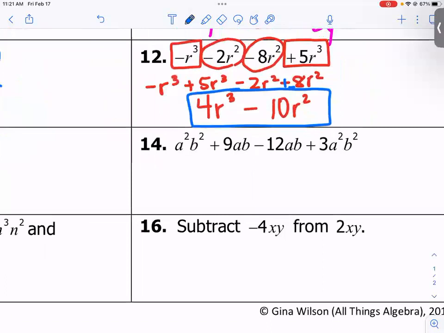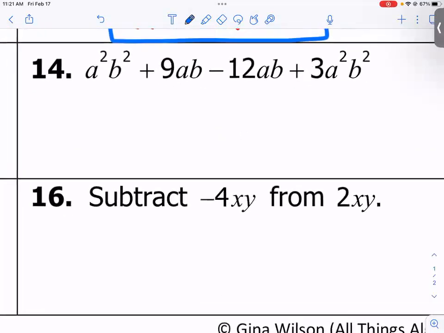All right, so let's look at number 14. Number 14, and then I'll let you start your homework. Does that sound good? No? Okay.